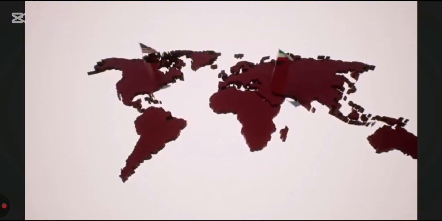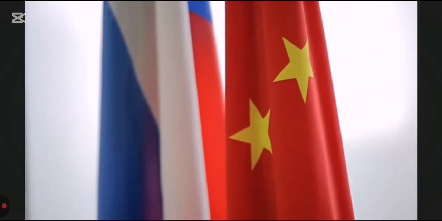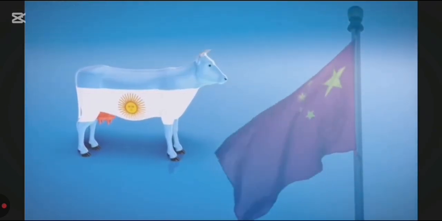But the burning question remains: why is China pivoting so radically toward Russia? Argentina, once China's second largest beef supplier, accounted for 21% of China's beef imports from 2021.